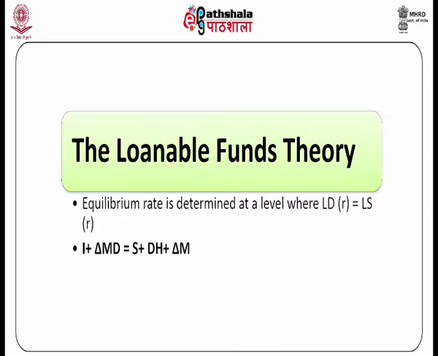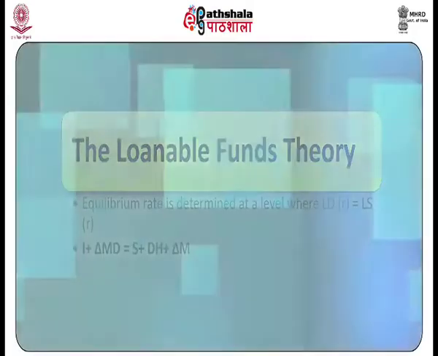We know that supply of loanable funds is upward sloping and demand for loanable funds is downward sloping. Therefore, I plus delta MD is equal to S plus DH plus delta M. In contrast to the classical theory, where the equation for the equilibrium condition is I, which is a function of R, is simply equal to S, which is a function of R also.